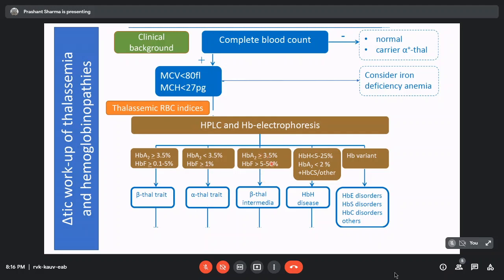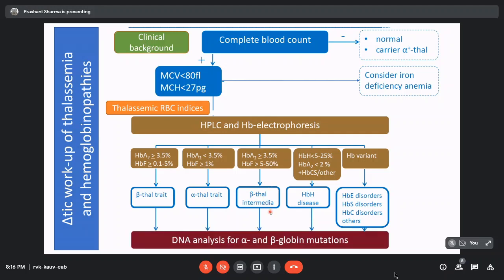If you have an A2 which is elevated but also an F which is between 5 to 50%, then of course you need to correlate it clinically. You're looking at a beta thal intermedia or an NTDT. And HBH I'll skip and the variants I'll skip. And occasionally, if you're not clear after this, most cases will get clarified, but if you're still not clear, we'll need to go in for DNA analysis.